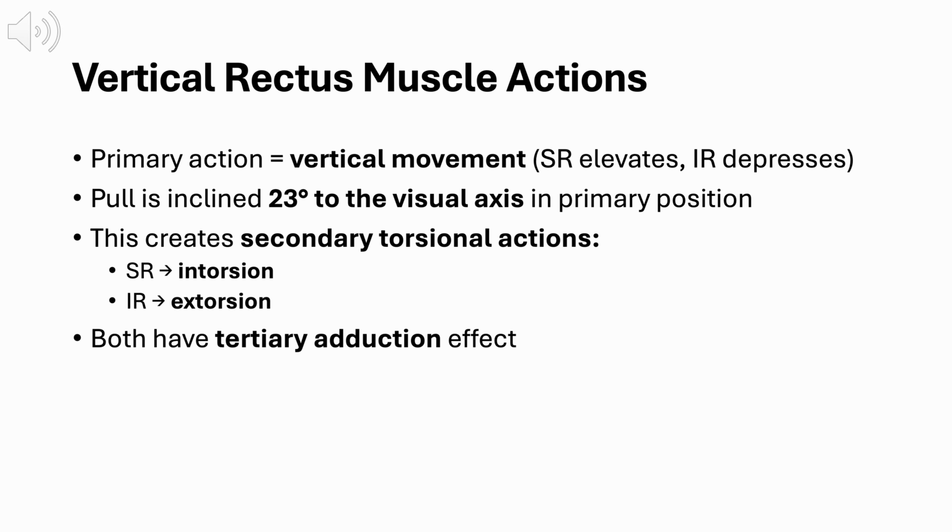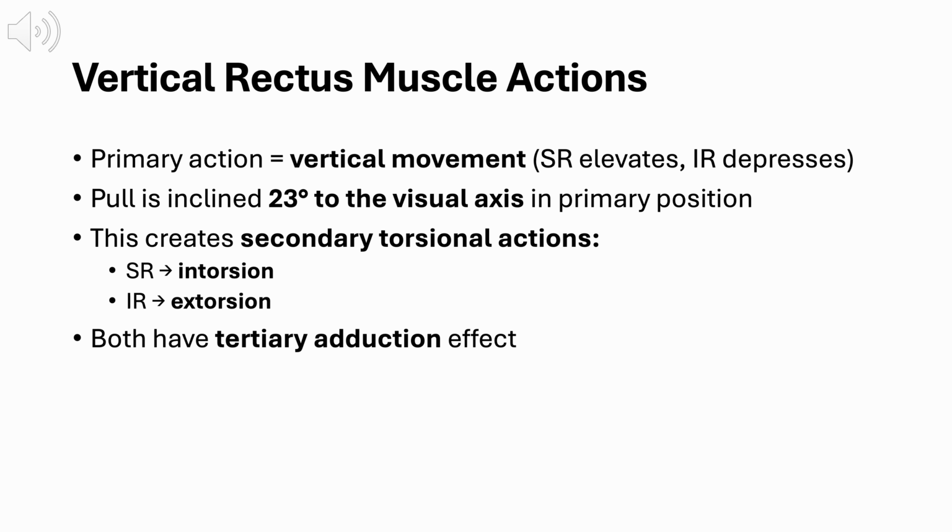Once we move from the horizontal recti to the vertical rectus muscles, their actions become more complex. The primary action of the superior rectus is elevation, and the primary action of the inferior rectus is depression. In primary position, both muscles are designed to move the eye vertically.